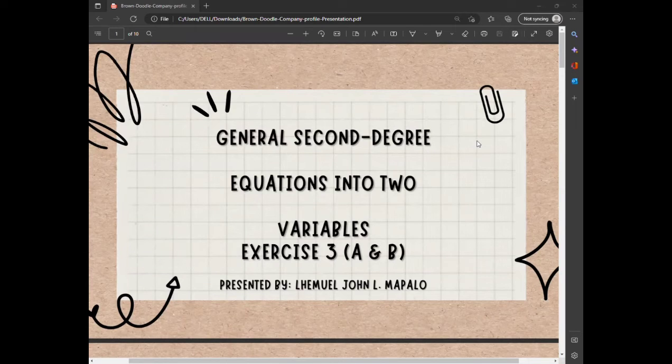Hi, I'm the presenter of this day. I'm Limbagan and Palo. I will discuss the general second degree equation in two variables, Exercise 3, A and B. I will discuss Exercise 3.